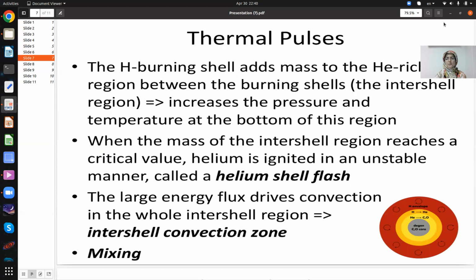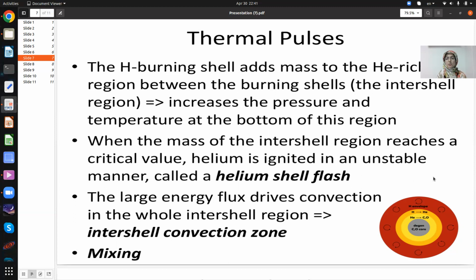Thermal pulses mean mixing of the atmosphere because of different shell burning phases, and material is going outside and is expelled into the interstellar medium. And at some point we can see this as a planetary nebula.